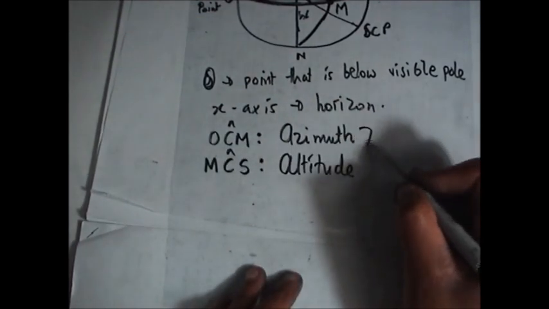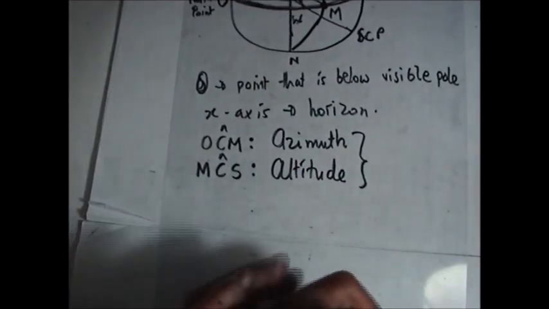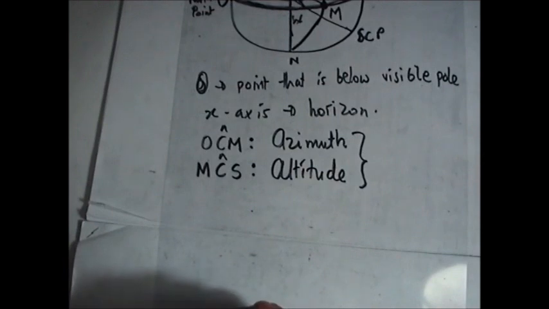So these are the two angles that we are going to use, the azimuth and the altitude. Now we've defined our x coordinate and our y coordinate. We're going to see in the next video how they are going to come into play.